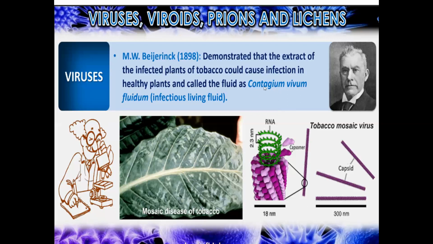Contagium, you know what is contagium? Contagious. Contagious means it can pass from one person to the other. Disease can pass from one person to other. That's why the word contagium. Vivum fluidum. So again, this is the tobacco mosaic virus structure. This is M.W. Beijerinck.